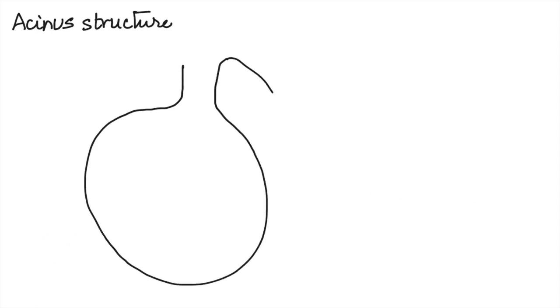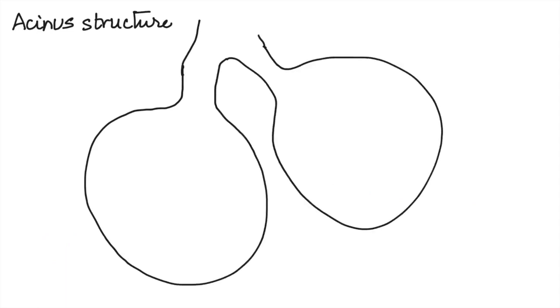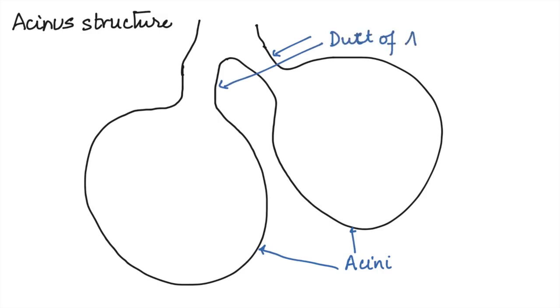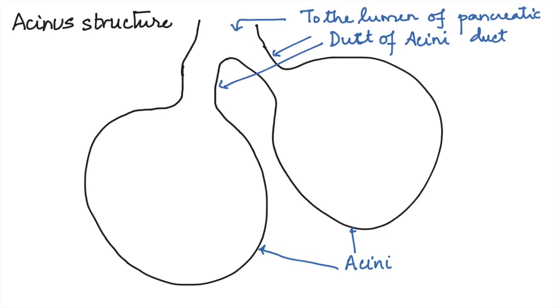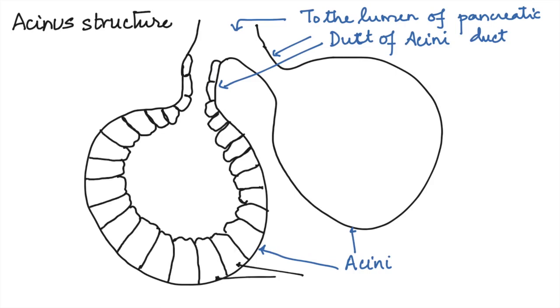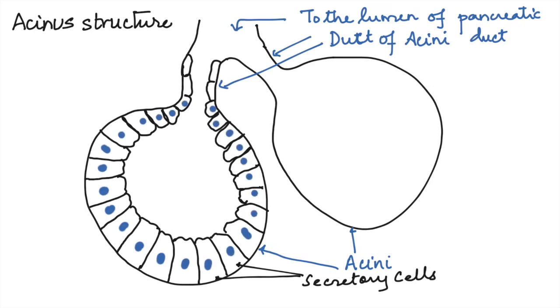Let us now consider the acini in an enlarged view. Here these are the acini. Acini is the plural of acinus. The tube-like structures that come out of these acini are called the duct, and these ducts then open into the lumen of the pancreatic duct. Now in the acini there are cells. These cells are specialized, that is they have specific organelles which help them to secrete certain substances which are then released into the lumen of the acini. So these cells are what we label as the secretory cells.